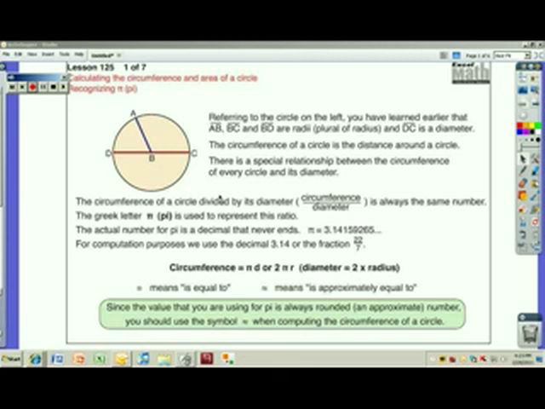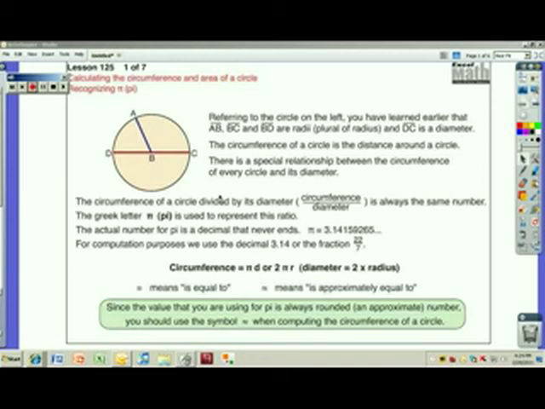Sixth grade Excel, lesson 125, calculating the circumference and area of a circle, recognizing pi. This is a very tricky lesson. This is a lot of new information, so you're going to want to watch this closely. Perhaps you're going to want to go back and watch things more than once, maybe even watch the whole video 2 or 3 times so that you can really get this in your head.